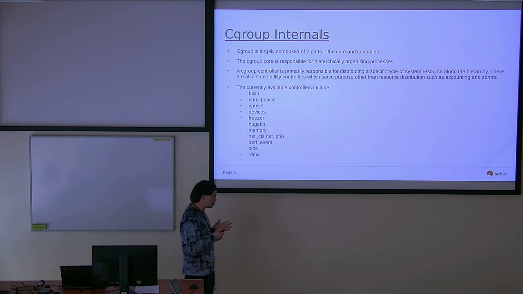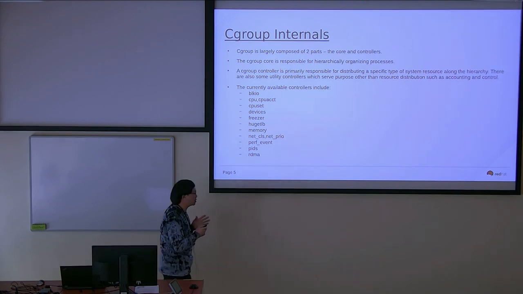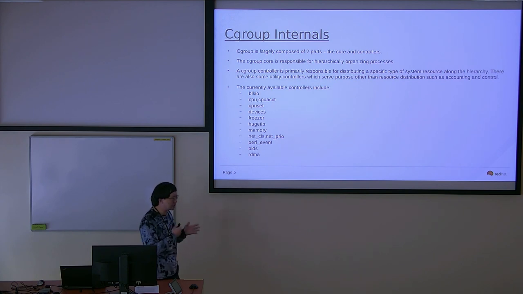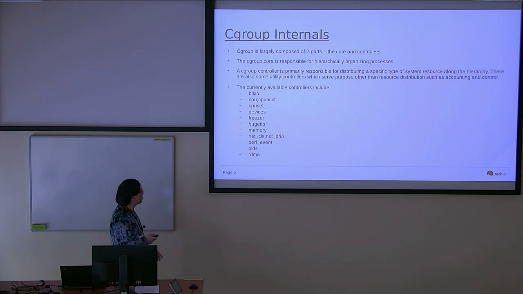But there are also some controllers that are not really trying to manage resources. They are more like utility controllers that do certain functions for you that may not be directly associated with the resource consumption used by the process. They do things like accounting and control. So the currently available controllers, at least for cgroup v1, are blkio, and then there's CPU, which controls how much CPU you get for each of the processes in the cgroup. And also there's CPU accounting that just gives you certain accounting information, like how much CPU time has been used by the processes in the cgroup, etc.